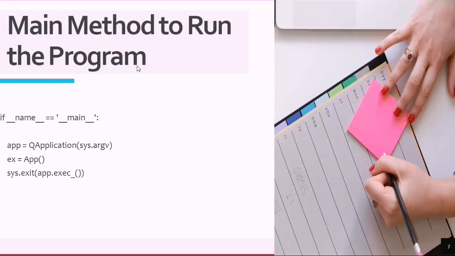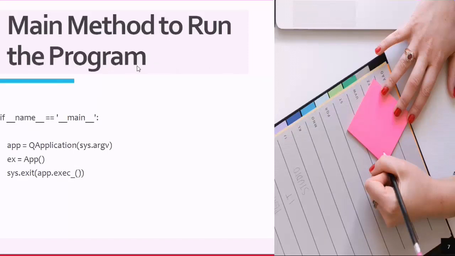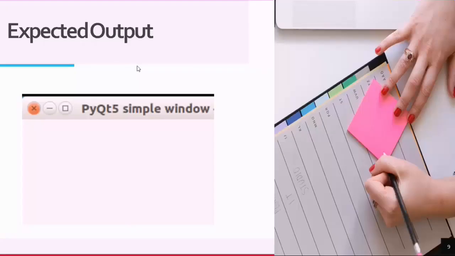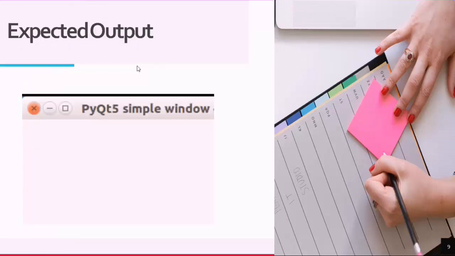So here we go. Now, what will happen after running this program? A simple PyQt5 window will be opened along with the icons of close, minimize, and maximize, with the header, which is PyQt5 simple window, which we have defined. So this is the overall code for getting the expected output as a PyQt5 simple window.